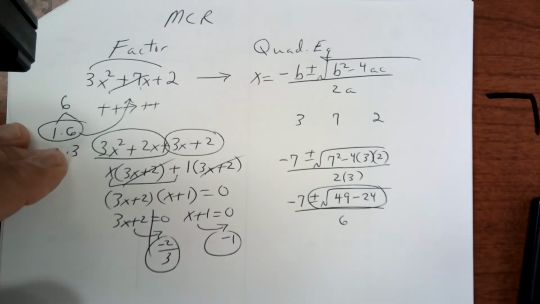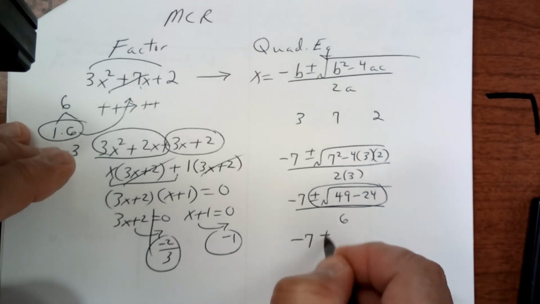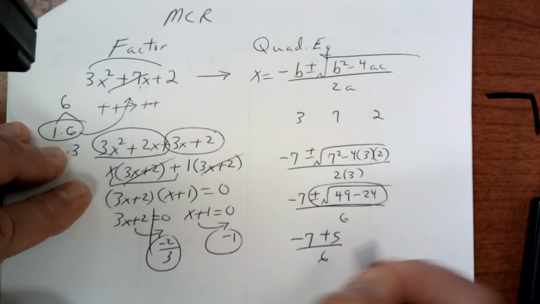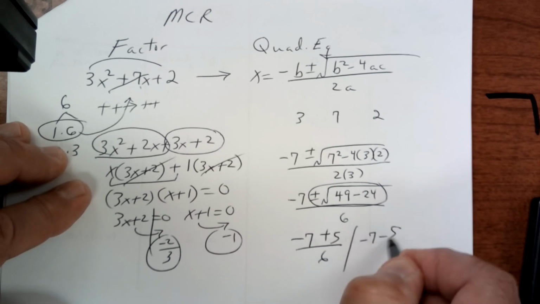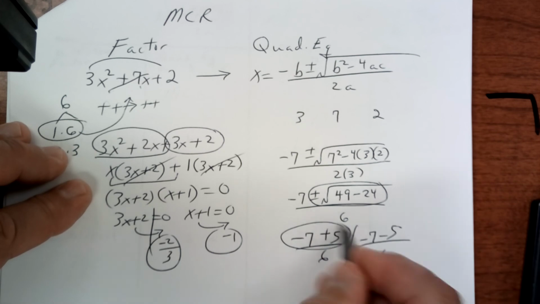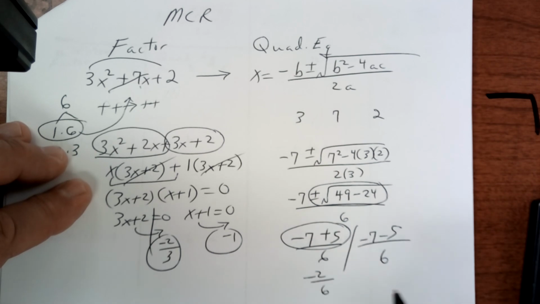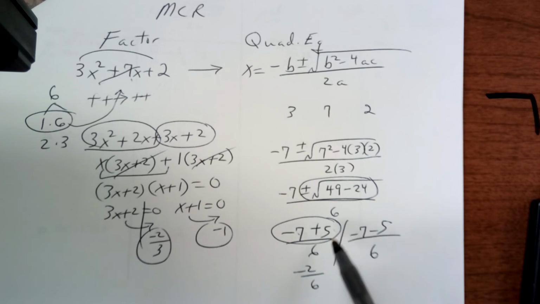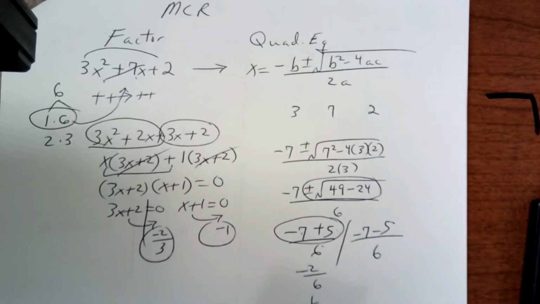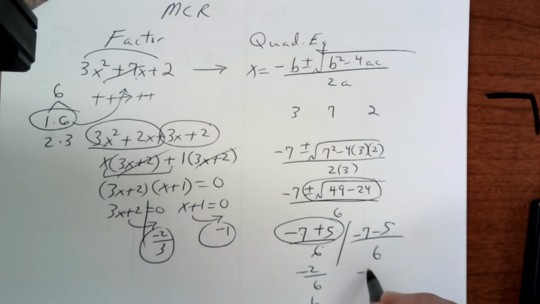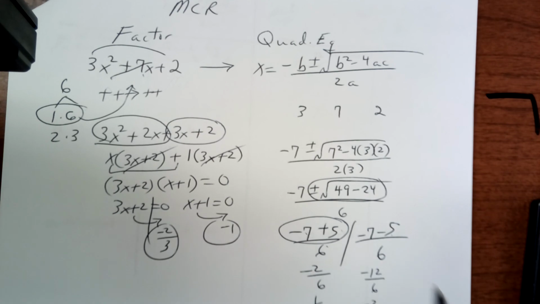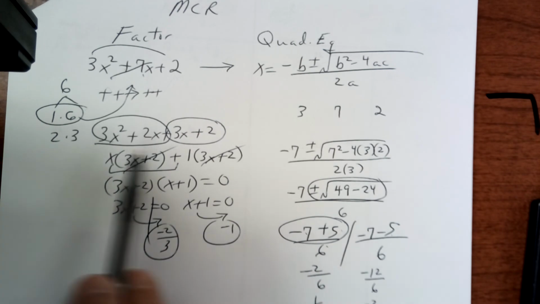So it's going to be a negative 7 plus 5 divided by 6 and a negative 7 minus 5 divided by 6. So this becomes a negative 2 over 6, which reduces to, let's see what we have here, negative 2 over 6 reduces to 1/3, and I have 2/3 here. So we're going to have to go back and check this. This right here is a negative 12 divided by 6, which is a negative 2. So I'm not getting the same thing, so let me just double check my work.